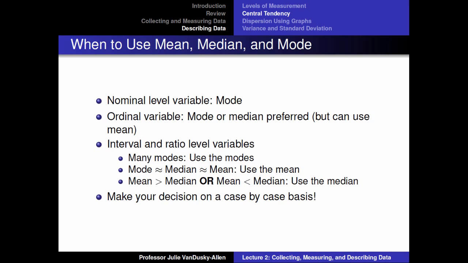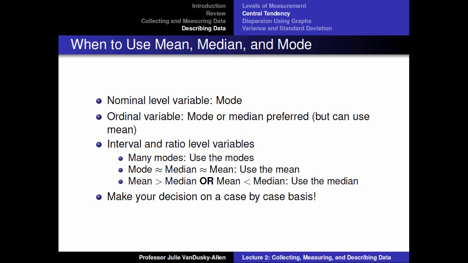So when should we use the mode, median, or mean? Which is the best measure of central tendency? The answer is, it depends. Here are some general rules to follow. If you have a nominal level variable, you should always use the mode. The median and mean do not make sense with a nominal level variable, as the median and mean assume a variable's values have order and a nominal level variable has no inherent order.